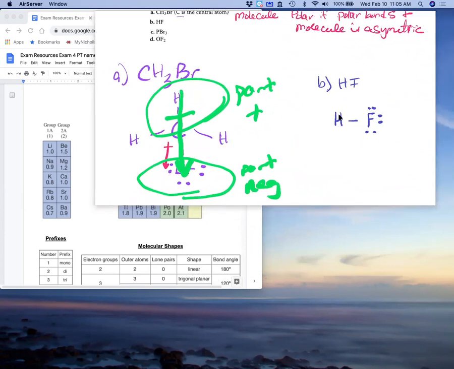Sorry about that. So hydrogen only has 1 electron. Fluorine has 7 valence electrons. So they're each going to share 1, and then the rest go around fluorine.